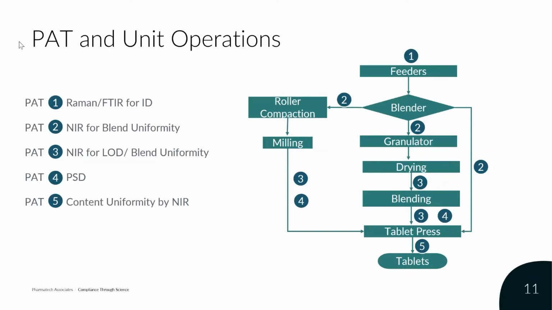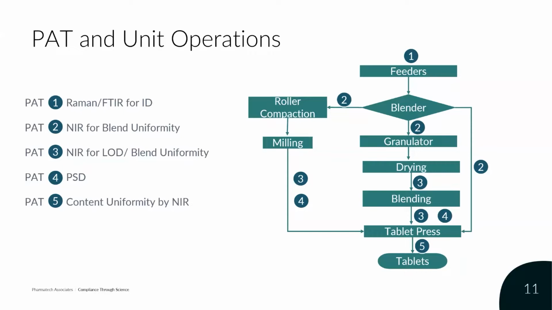Probably one of the most common PAT tools you're going to find are Raman or FTIR, which is used initially to confirm the identity of the raw materials. Near infrared spectroscopy is very useful for determining blend uniformity. And content uniformity as well of the finished product, in some cases, can be determined using near IR spectroscopic techniques.